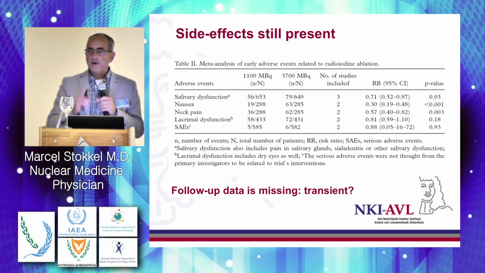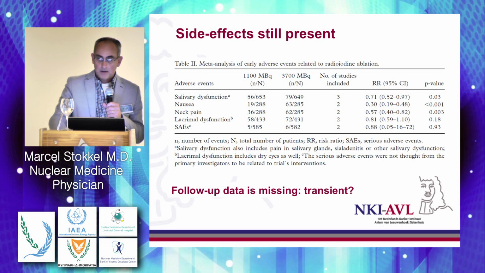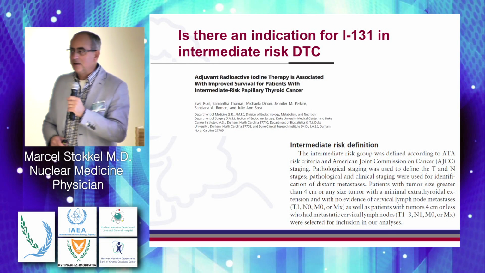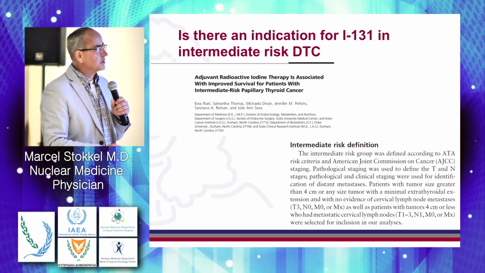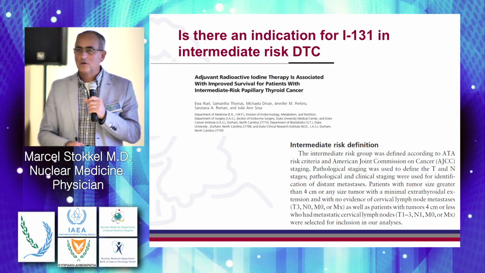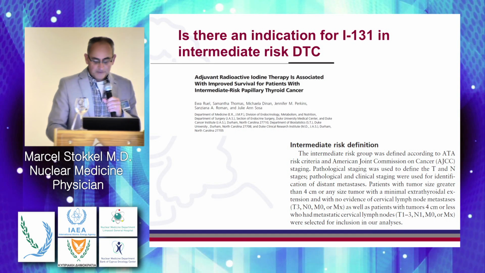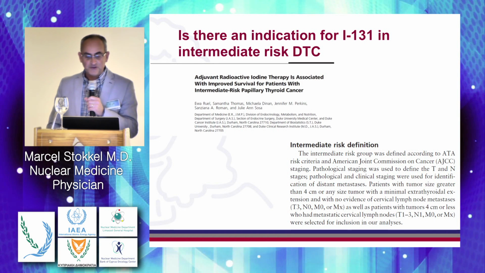The problem is that when you have a good look at the data presented in the two studies, they all had a low risk profile according to the European guidelines. But according to the American guidelines, it also included intermediate risk patients. And now it is becoming interesting, because what is in fact the overall outcome of patients with intermediate risk differentiated thyroid cancer? And this was really a nice paper that was presented.